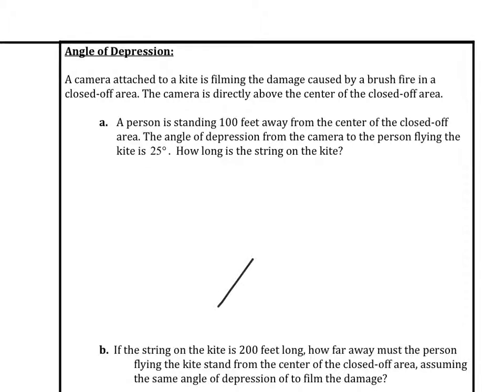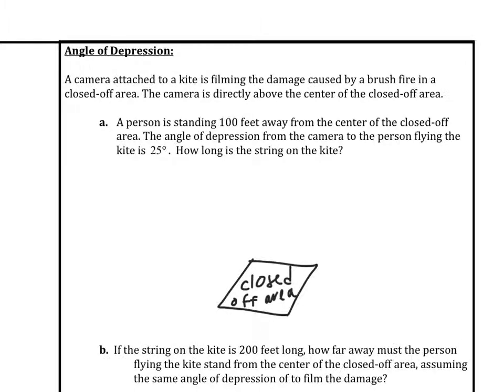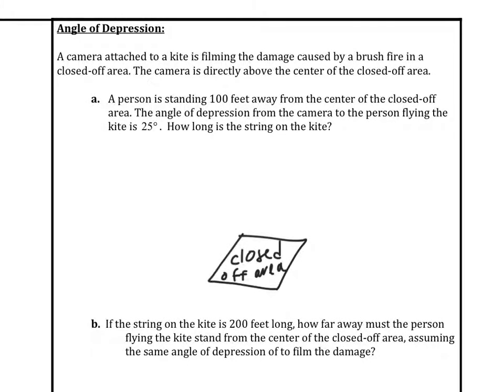So we have some kind of, I'm going to literally call it closed-off area. And someone finds this interesting, and so they are flying a kite directly above the center of it. Let's see. They've got this kite, and they have put this little camera on top of it. We're just going to call that the camera, okay? And here's their little string.